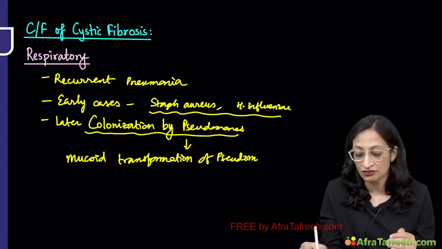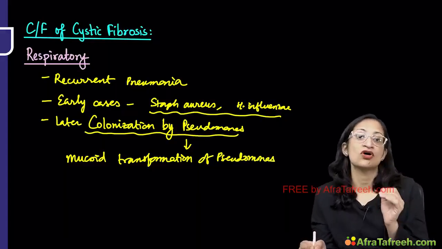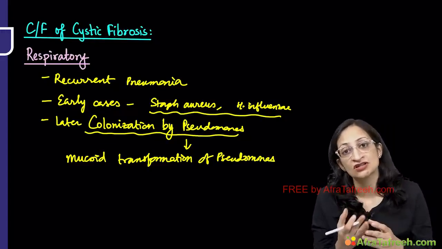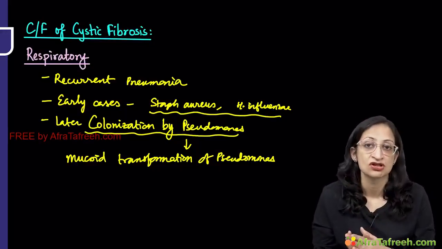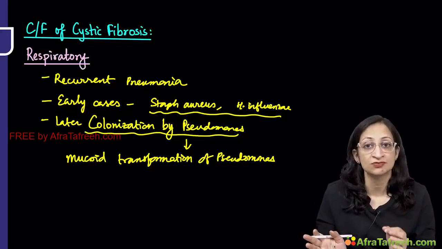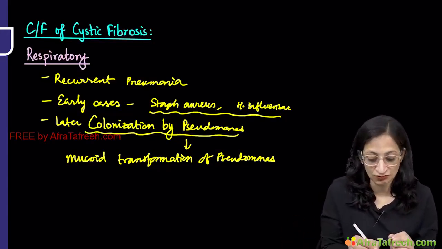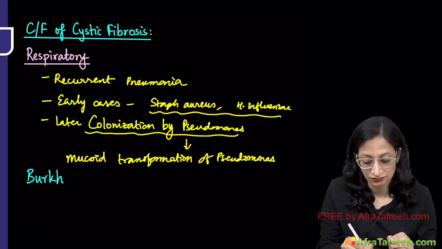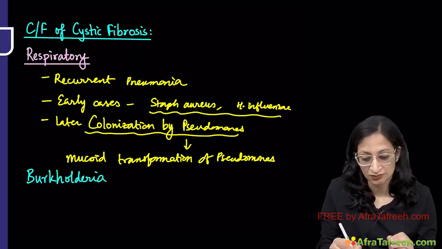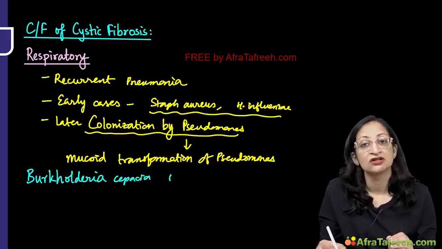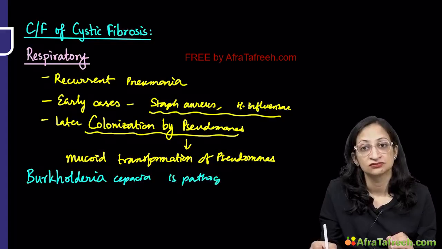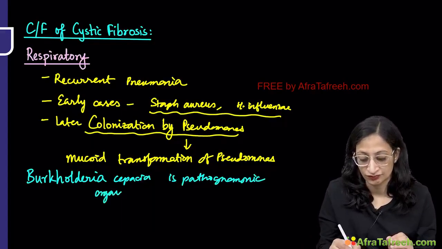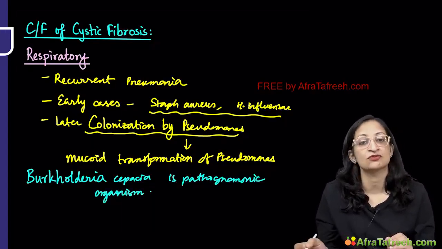Okay. However, the pathognomonic organism that, if you are getting a pneumonia due to this organism, then there are chances that this child has cystic fibrosis. So that organism is Burkholderia cepacia. Okay. So infection by Burkholderia cepacia is pathognomonic, causing lung infection in the cystic fibrosis patients.